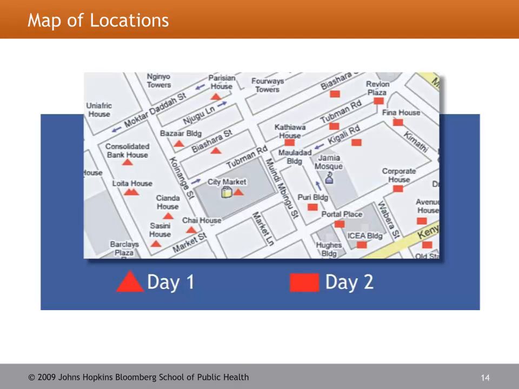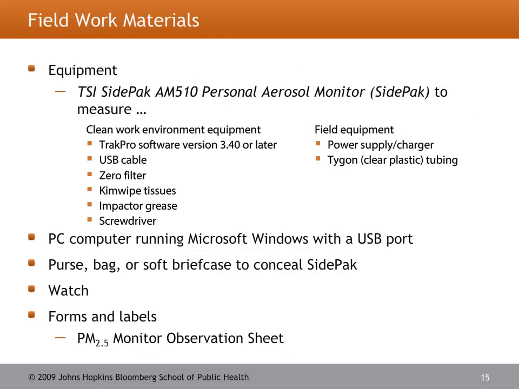This is just an illustration or a map of how you could plan a route out. As you see with the symbols, you could go to those on day 1 versus the other ones on day 2, just to have a strategy of how you're going to go out into the field.